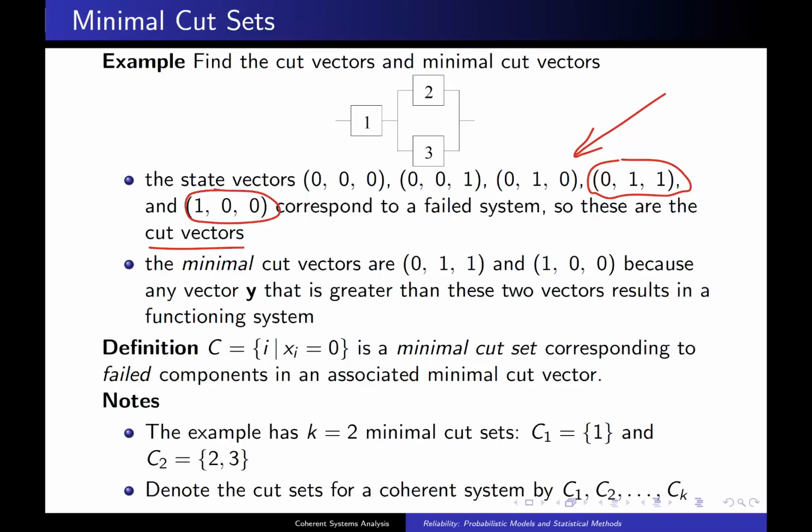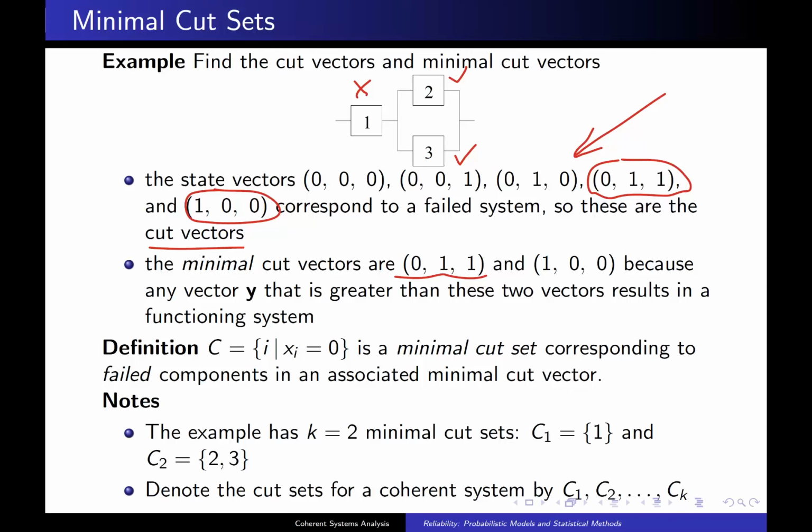Okay, so let's look at the first minimal cut vector, 0, 1, 1. This component is down, this one is up, and this one is up. Well, what's going on there? In that particular case, if you repair any failed item, and there's only one failed component there, and it is component 1, if you were to repair it, the system would be up.